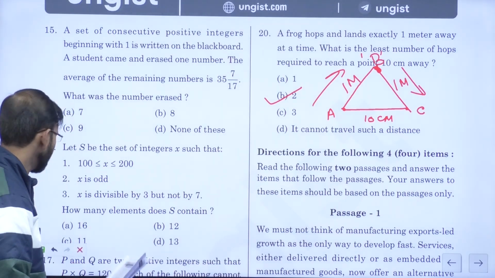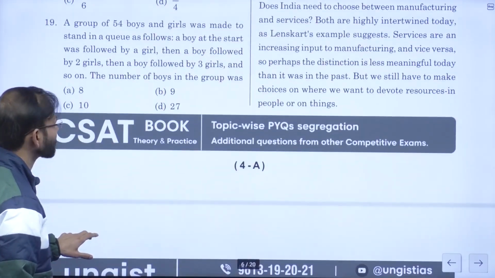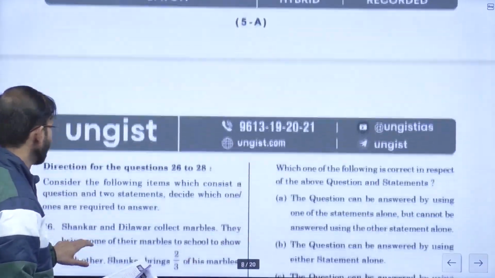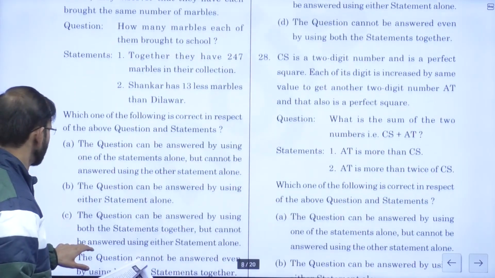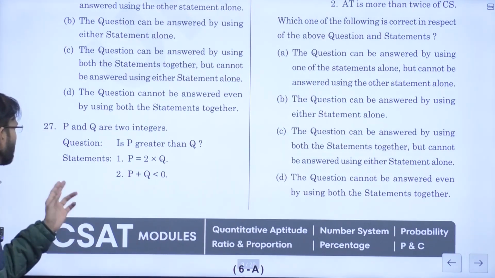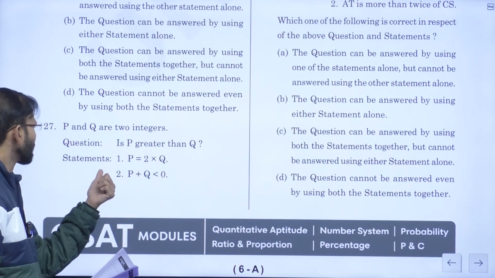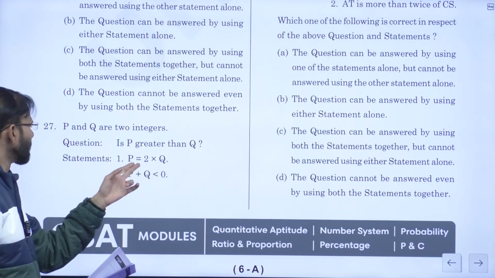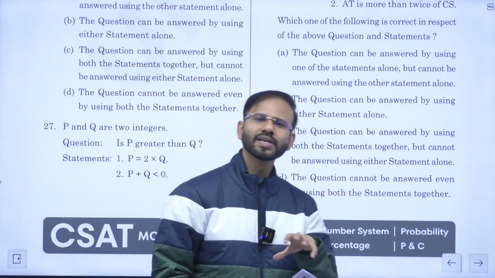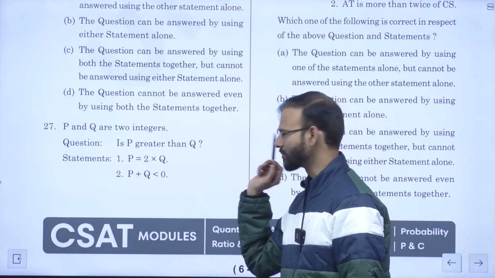Then question number 27. Guys, question number 27 says P and Q are 2 integers. Is P greater than Q? Statement number 1: P is equal to 2Q. Statement number 2: P plus Q is less than 0. See guys, P plus Q is less than 0. This question cannot be solved with this statement alone and this statement alone.